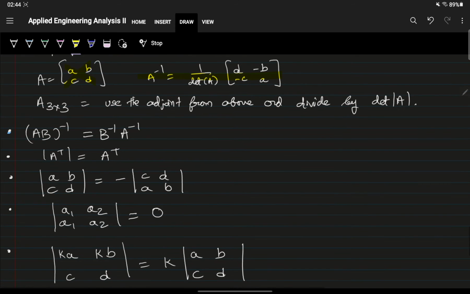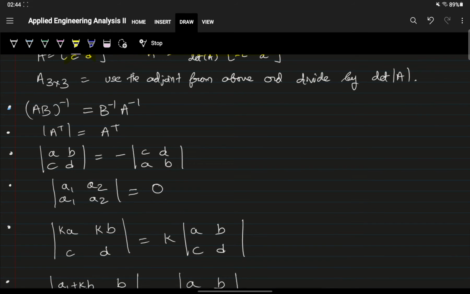And these are a few properties of matrix products. The inverse of the product of two matrices is equivalent to the product of the inverses of the matrices in flipped positions, like B inverse and A inverse. But the opposite is not true. (AB) inverse is not equal to A inverse and B inverse.